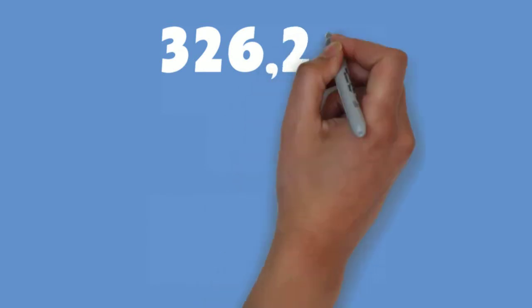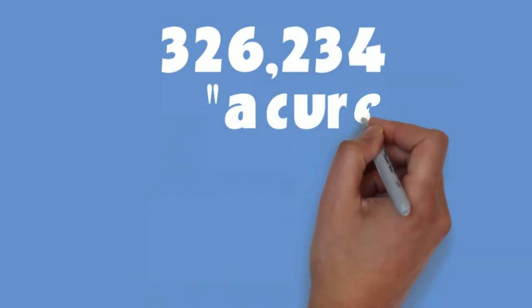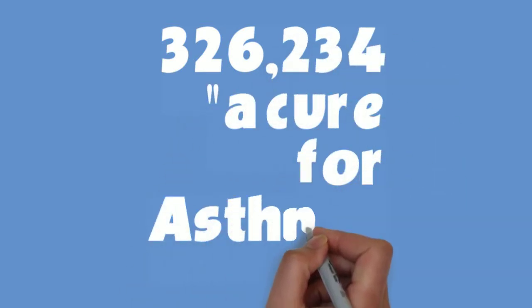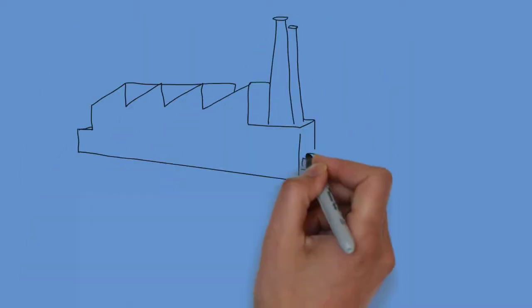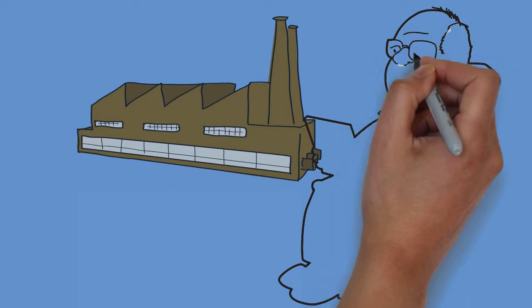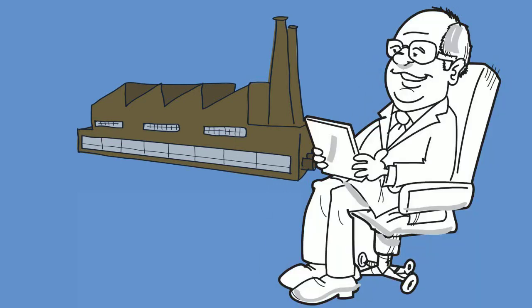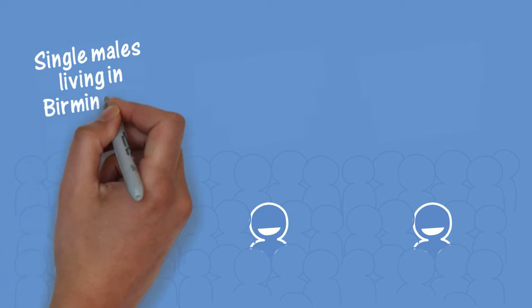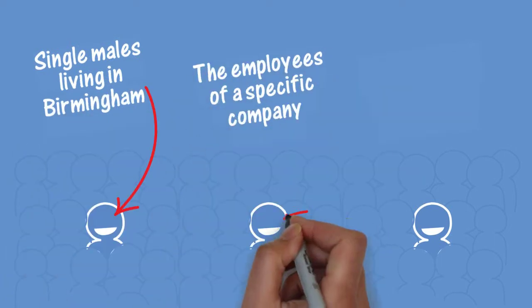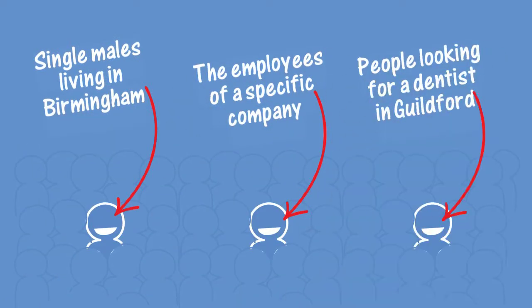Invented the best cure for asthma? Last month, 326,234 people searched on Google for a cure for asthma. Want to sell something to the CEOs of companies with 11 to 50 employees in the UK who work in the manufacturing sector? You'll find 9,562 on LinkedIn alone. Single males living in Birmingham. The employees of a specific company. People looking for a dentist in Guildford.